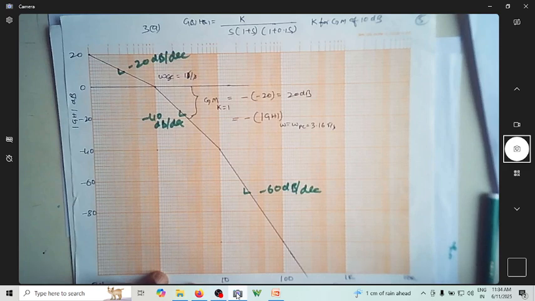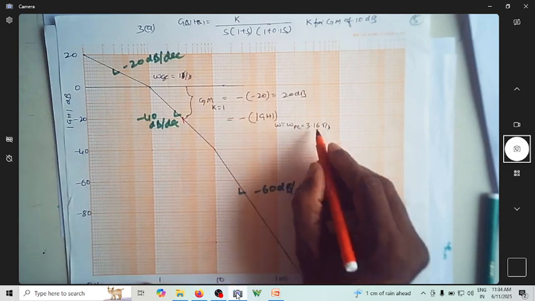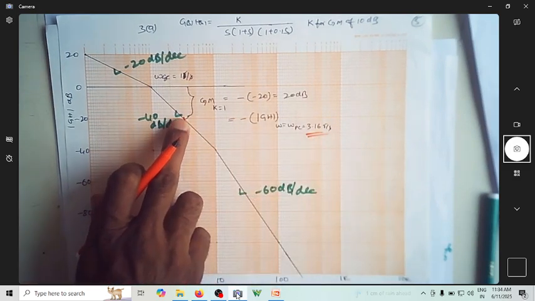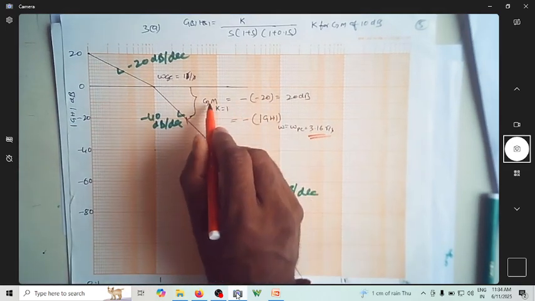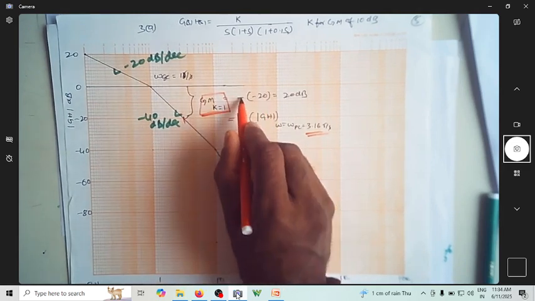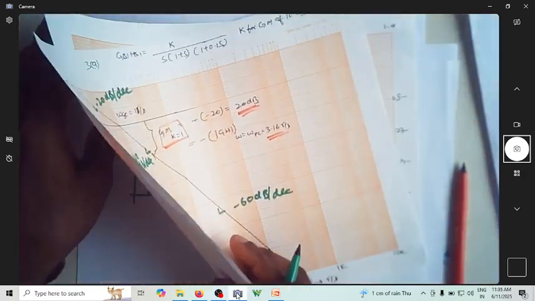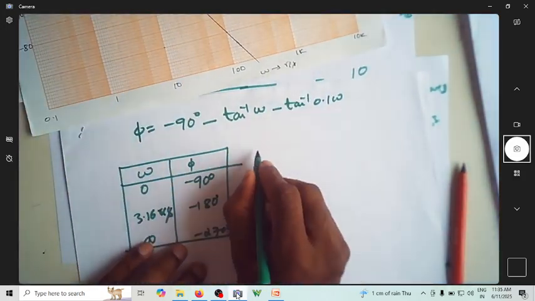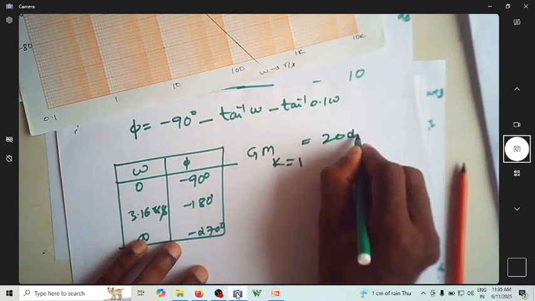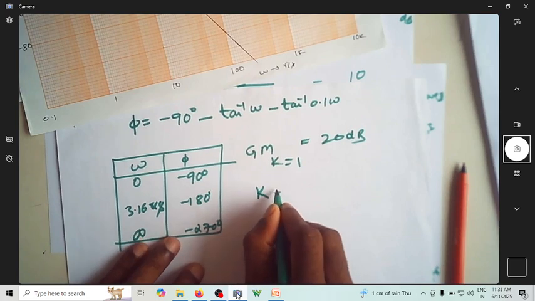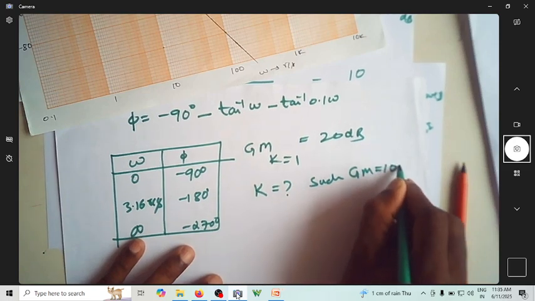And then you are trying to identify omega PC, that is omega PC, you can see it is 3.16 radian per second. I'm getting a magnitude of almost minus 20 dB. So gain margin with K equal to 1 is minus of minus 20 dB, which is 20 dB. So now we found out the gain margin with K equal to 1 is 20 dB. We are asked to find the value of K such that gain margin is 10 dB.